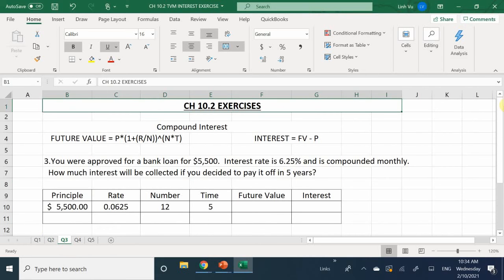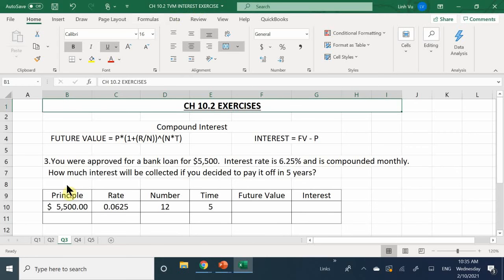So question number 3 is going to be practicing how to use compound interest. So let's go ahead and take a look here. In this case, you were approved for a bank loan for $5,500. The interest rate is 6.25%, and it is compounded monthly. So you're going to get hit with interest every month. How much interest will be collected if you decided to pay off the entire thing in 5 years? So in this case, your time is 5 years, and it's compounded 12 times, because it's every month.